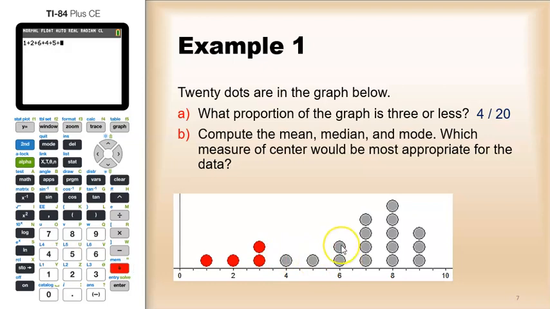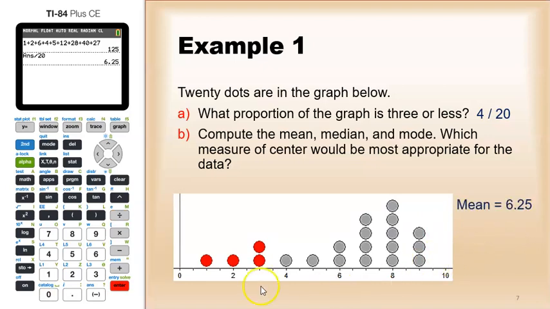There are 2 6s, so I'll say 12. 4 7s, so I'll go 28. 5 8s, 1, 2, 3, 4, 5, so 5 times 8 is 40. And 3 9s, so plus 27. And then I would divide by 20. That gives me a mean of 6.25.